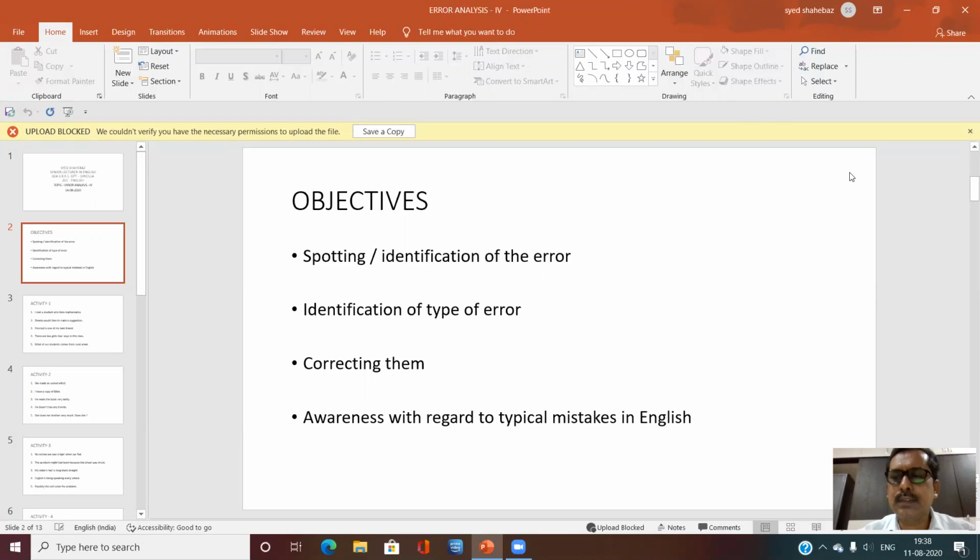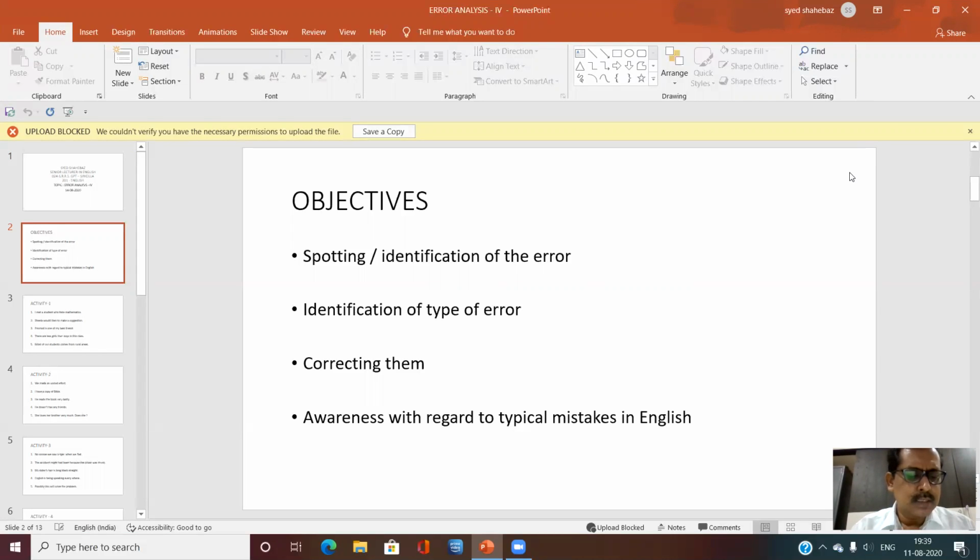Third step is correcting them, correcting the errors. And the last step is awareness with regard to typical mistakes in English. Generally, the students commit some regular typical mistakes. So creating awareness is important.